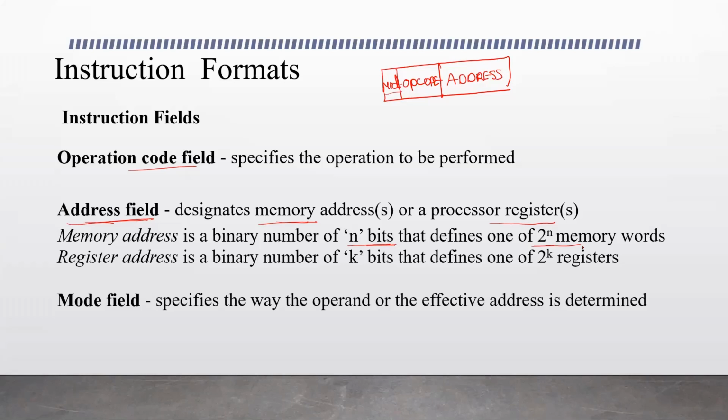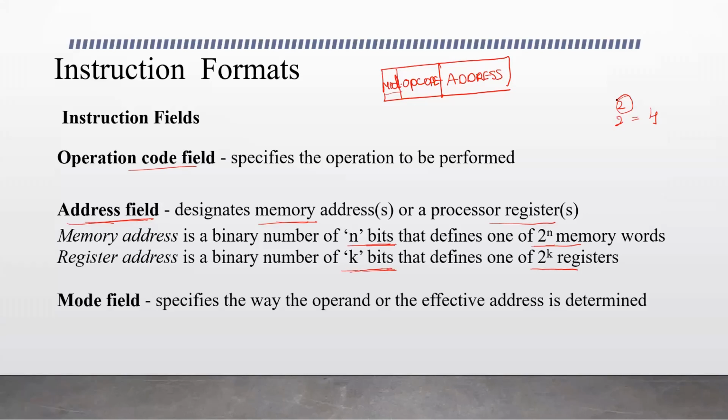And in case of a register address, if the address field has a register address, it is a binary number of k bits that defines one of 2 power k registers. That is, if the computer has 2 power k registers, we need k binary bits to represent the address. Suppose the computer has 4 registers, so the number of bits used in the instruction format to specify the register address would be 2. 2 power 2 is 4, so we need 2 bits.